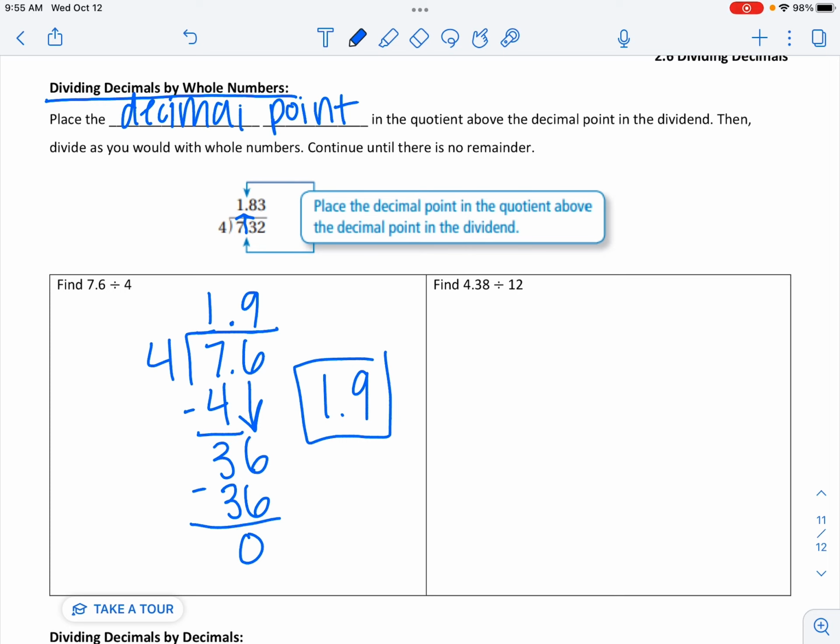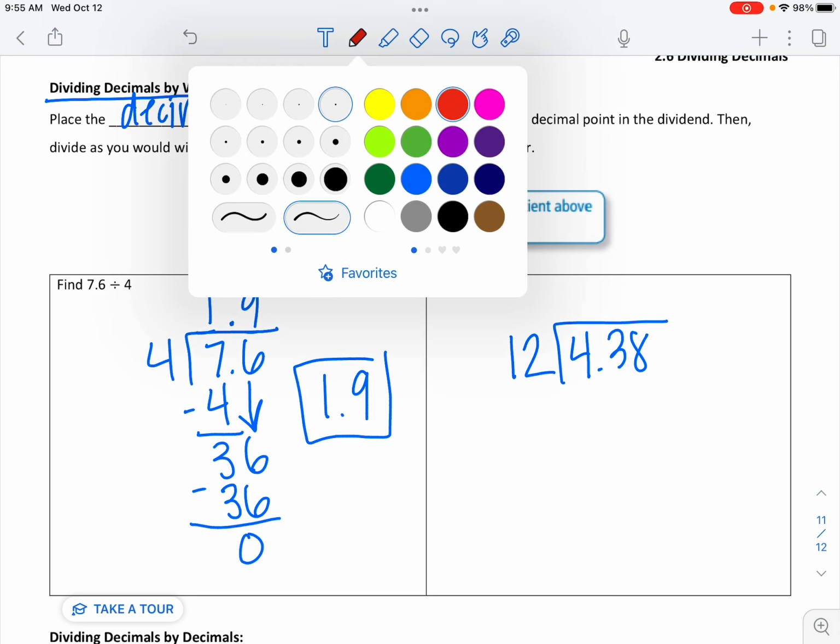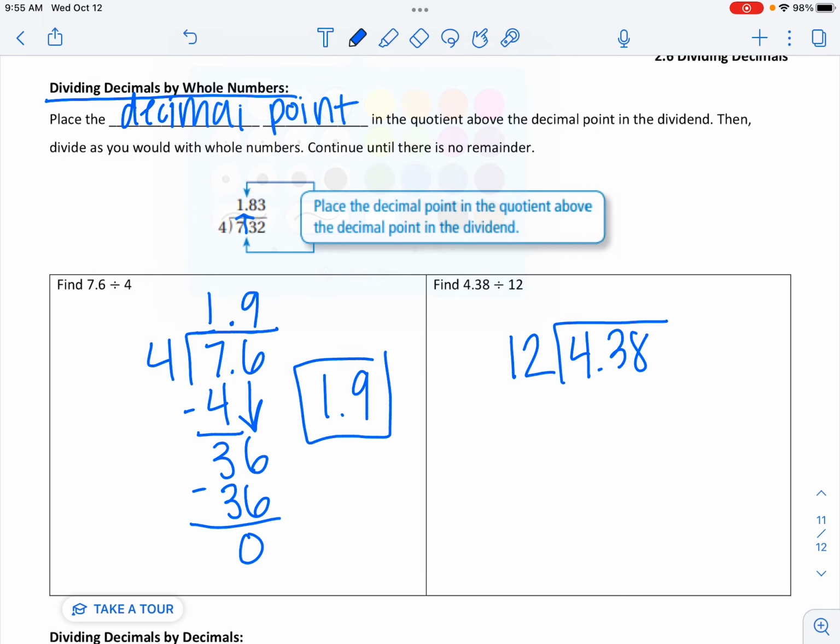Next, we have 4.38 divided by 12. Keep in mind, the biggest number is not always going to go in the dividend. Remember, the dividend is right here in the box, but we're dividing by 12, so 12 goes on the outside. I'm going to bring my decimal point straight up, and it's going to go there. So we know 12 cannot go into 4. You can put an X, you can put a 0, you can leave it blank, whatever is easiest for you. I'm going to put a 0.